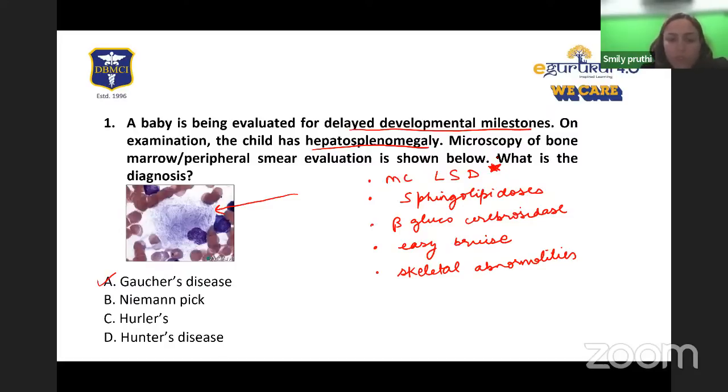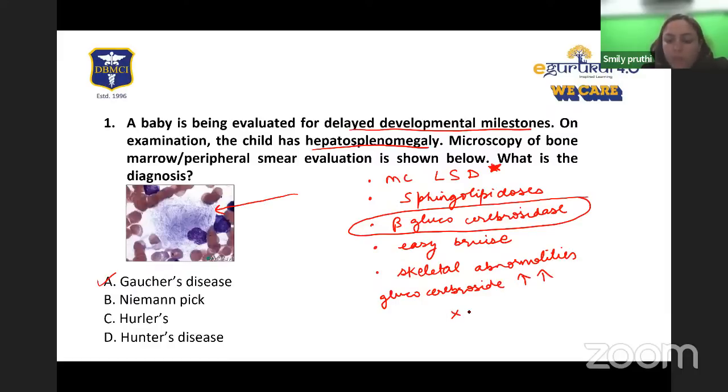So this is Gaucher's crumpled tissue paper appearance, and the substrate which gets accumulated, because this enzyme is not working, is glucocerebroside. Glucocerebroside will accumulate, it will increase. There is no mental retardation in these patients because glucocerebroside is not found in the brain, right? So this was Gaucher's disease.